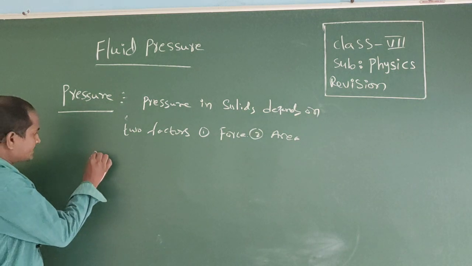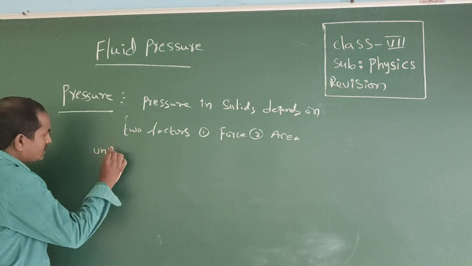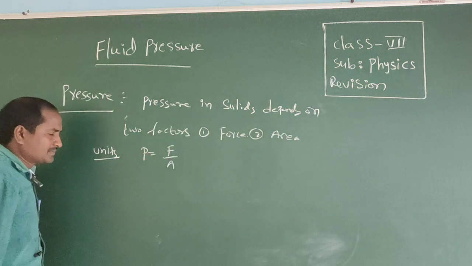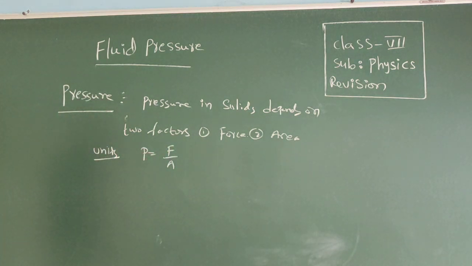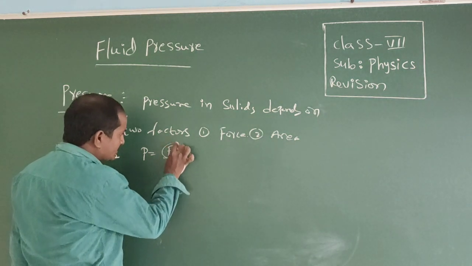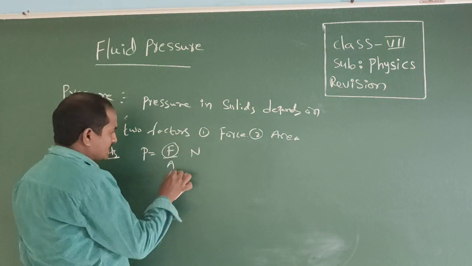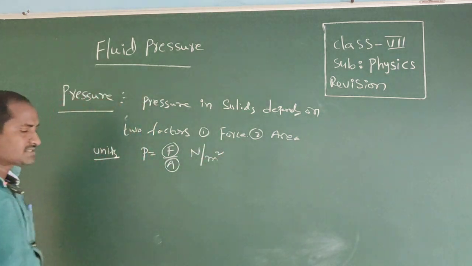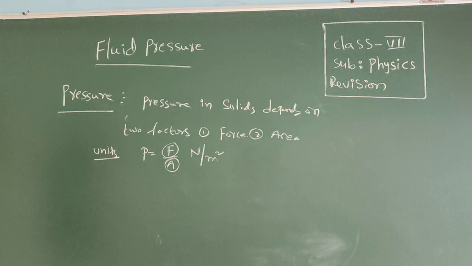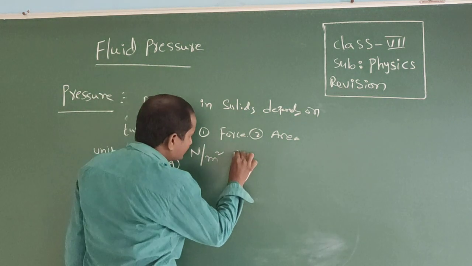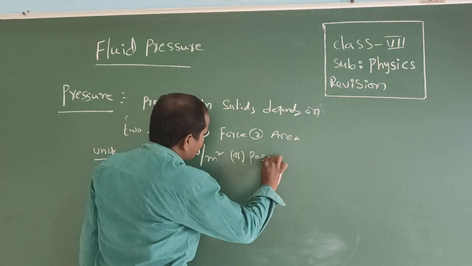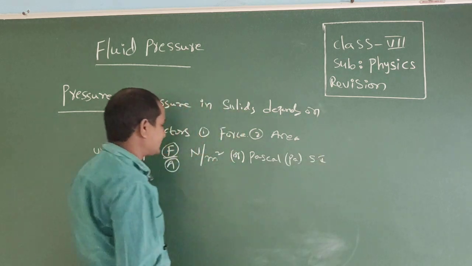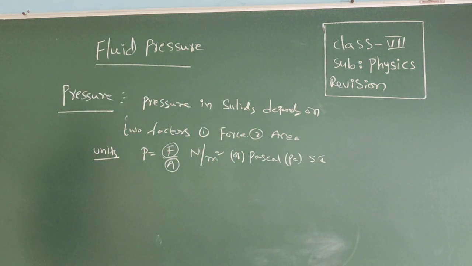Okay, next units. Pressure equal to force by area. Force is measured in newtons. Area is measured in meter square. Newton per meter square, or Pascal, is the SI unit of pressure.